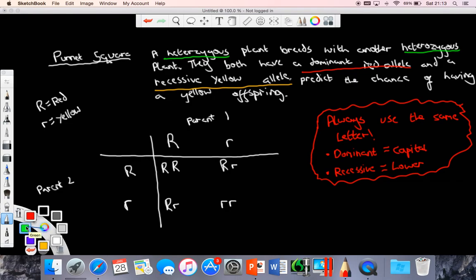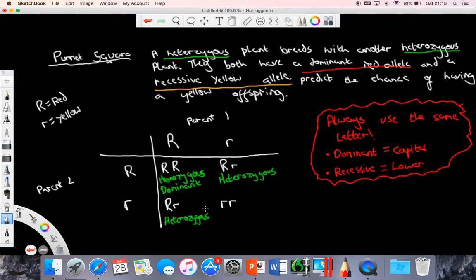Now we can literally go along and decide what type these would be. So this would be homozygous because it's got two capitals, homozygous, and because they're two capitals, it would be homozygous dominant. This one has got one capital and one lower. They're both different. So this one would be heterozygous. Same for this one. This one would be heterozygous. But this one on the end would be homozygous recessive.